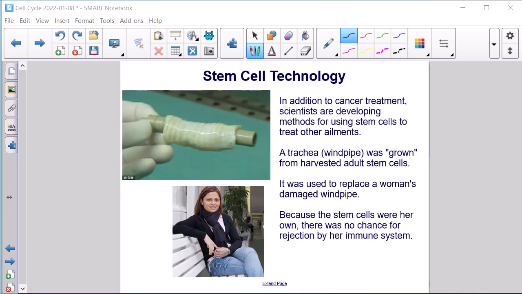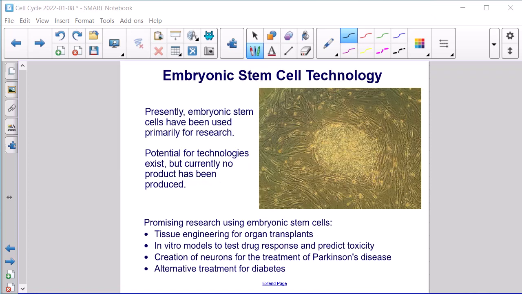In addition to cancer treatment, scientists are developing methods for using stem cells to treat other ailments. A trachea or windpipe was grown from harvested adult stem cells. It was used to replace a woman's damaged windpipe. Because the stem cells were her own, there was no chance for rejection by her immune system. Presently, embryonic stem cells have been used primarily for research. Potential for technologies exist, but currently no product has been produced.